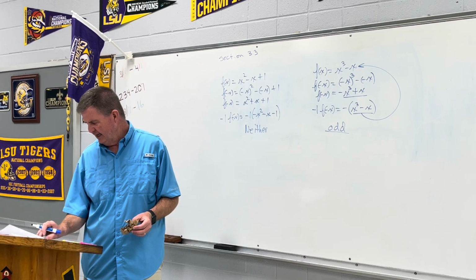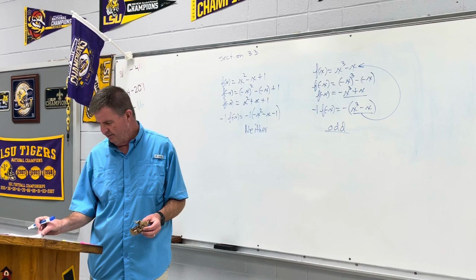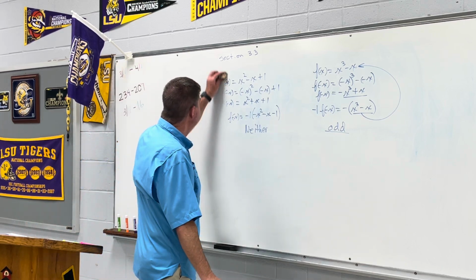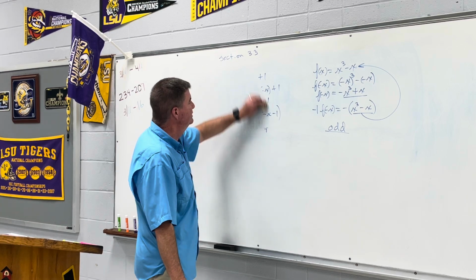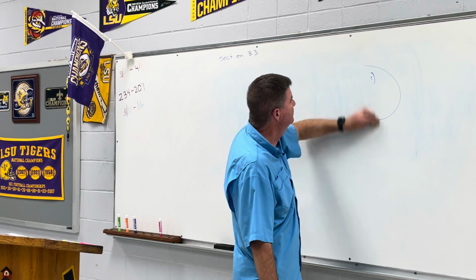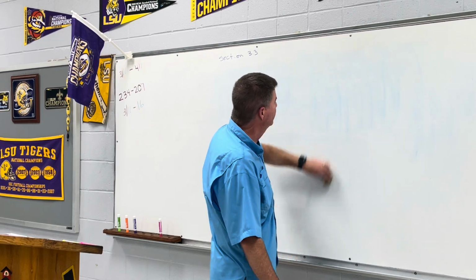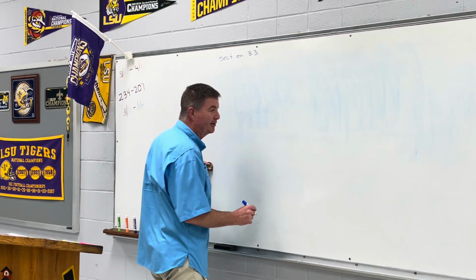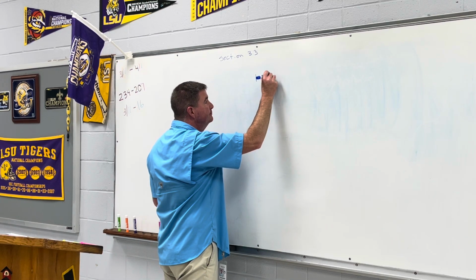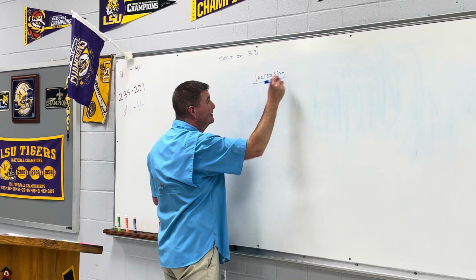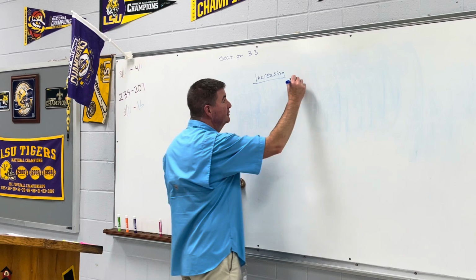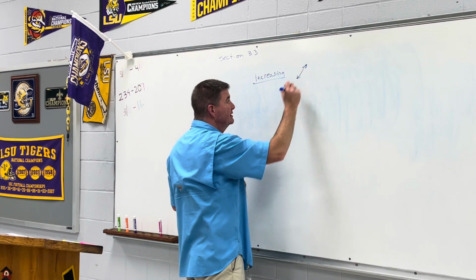The next thing that we're going to have to look at is whether functions are increasing, decreasing, or constant. For that, we're going to look at a graph. If the graph is increasing, then the graph is going uphill, or a positive slope.